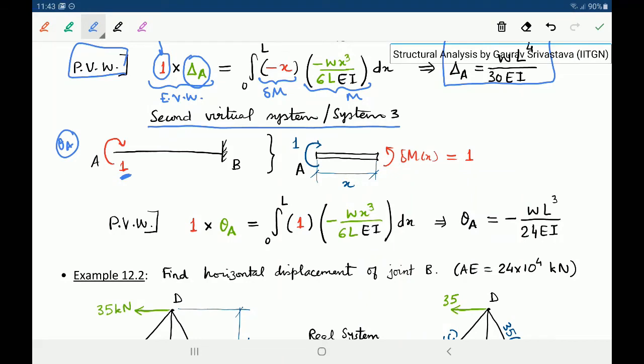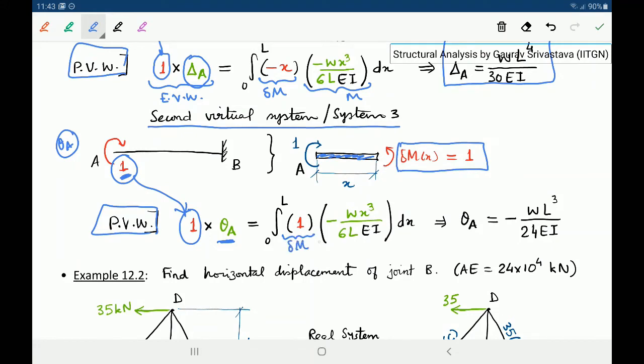Now for this second virtual system, again we can draw a free body, we can write the expression for the virtual moment, and then we can move on to write the principle of virtual work. So virtual moment times real slope equals the internal virtual work, where this is the virtual moment, this is the real moment divided by EI, and we can carry out this integration, and eventually theta A can be found.